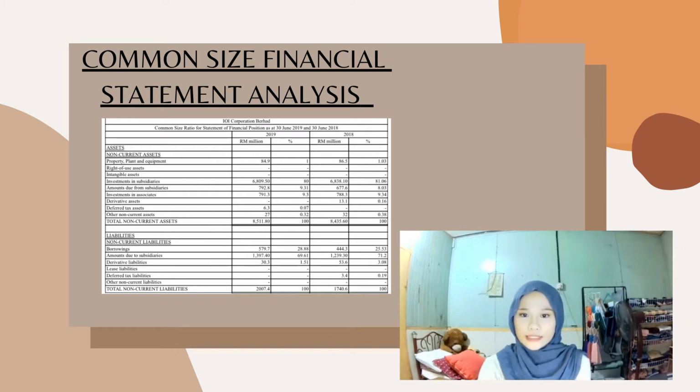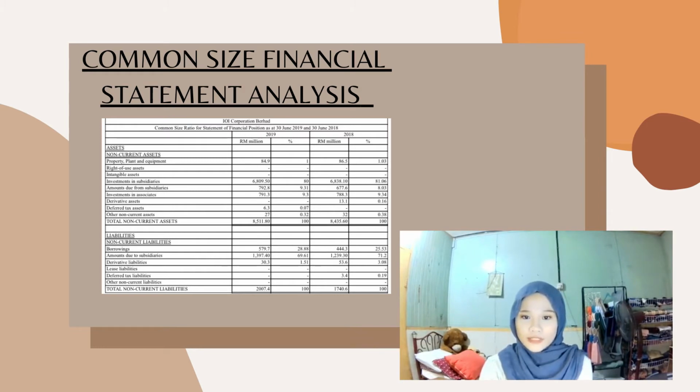Borrowing figure has increased from 25.53% to 28.88% from 2018 to 2019 respectively, indicating that the company has taken on more borrowings in Islamic financing facilities. The amounts due to its subsidiaries has decreased from 71.2% in 2018 to 69.61% in 2019, as the outstanding amount is paid, and it constitutes the largest portion of the total non-current liabilities.